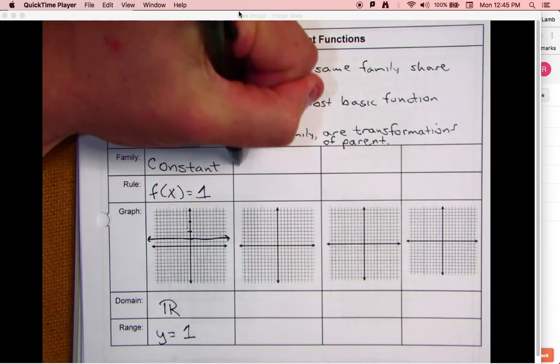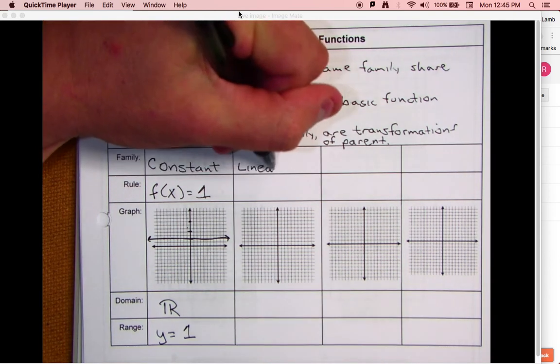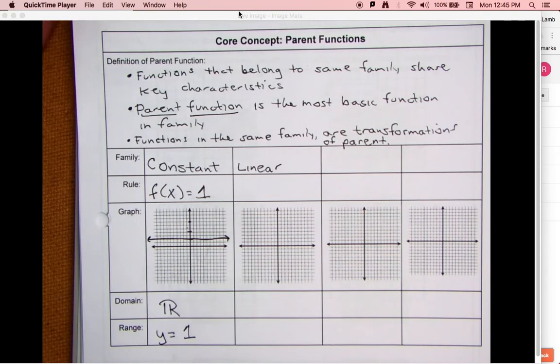The next family is what we call the linear family. Okay, think about linear equations.